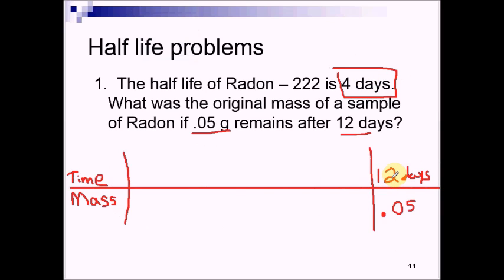So 12 minus 4 would be 8 days. So at 8 days, how much of the sample actually existed? Well, bear in mind it simply just decayed into the 0.05. So instead of taking half, we're going backwards. We've got to start doubling everything. So this must have been 0.1 gram.